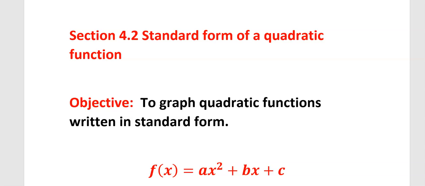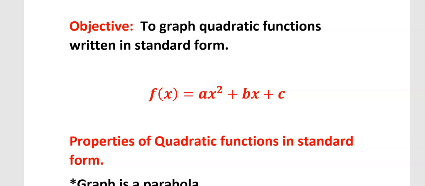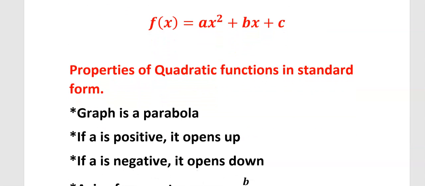Okay, section 4.2, standard form of a quadratic function. It says graphing quadratic functions written in standard form. So remember that we talked a little bit, I don't remember if it was this class or 7th hour. Mainly when you're looking at parabolas, you think of completing the square, which everybody kind of dislikes doing. This is not it. Okay, so here's some properties.